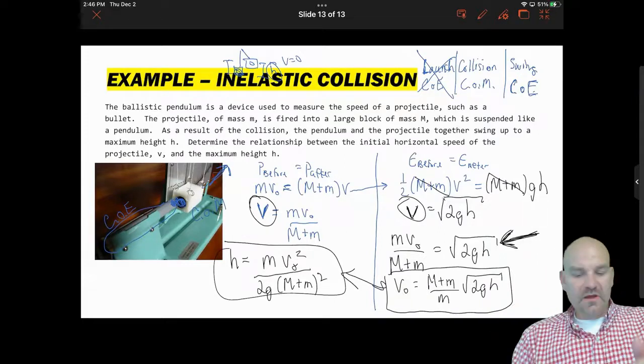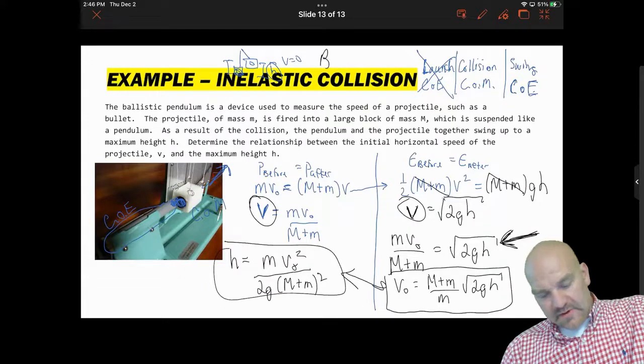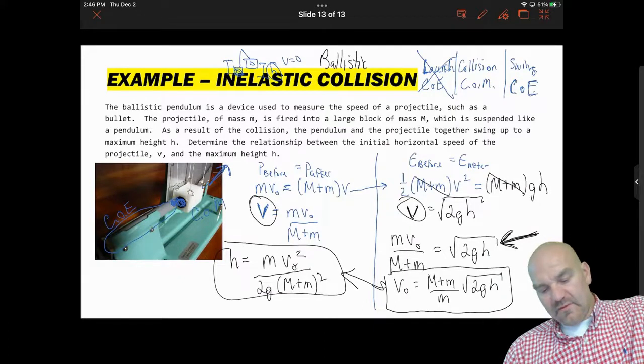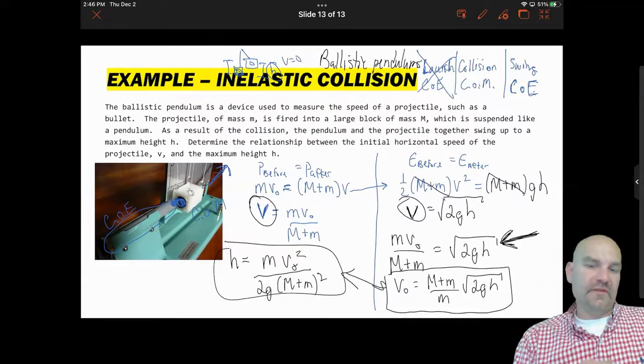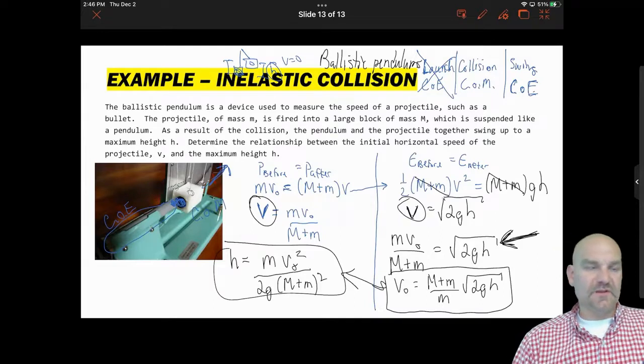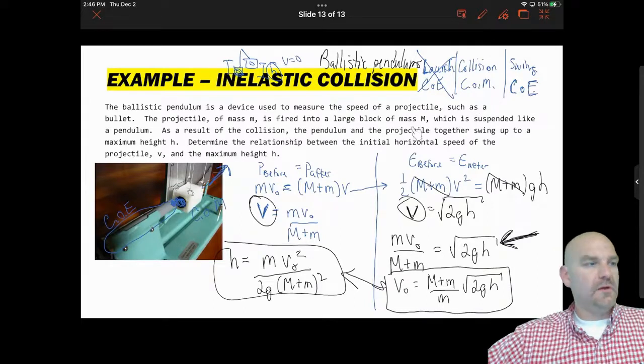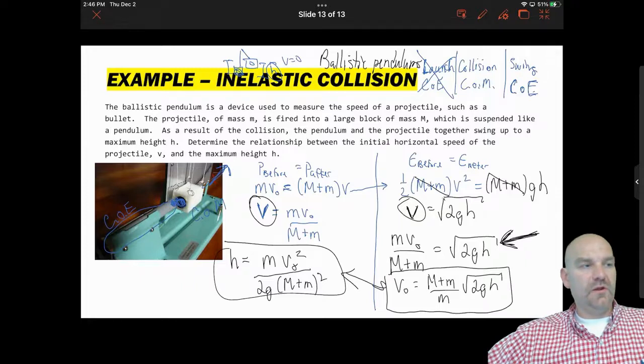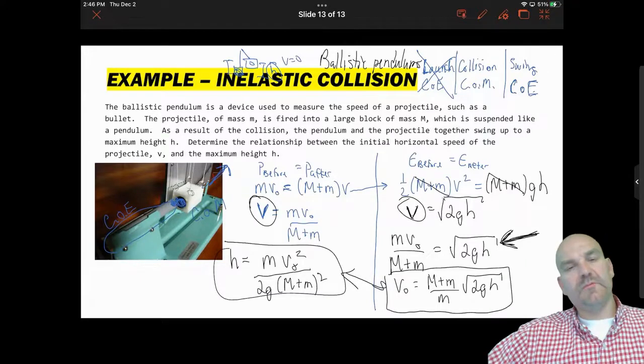It's an inelastic collision centered around ballistic pendulums. The AP test does like to use ballistic pendulums, so that's why we're going to make it a point to look at this particular question. And this could be an AP question because notice it's a derive an expression type question. So that concludes Unit 4, Systems of Particles.